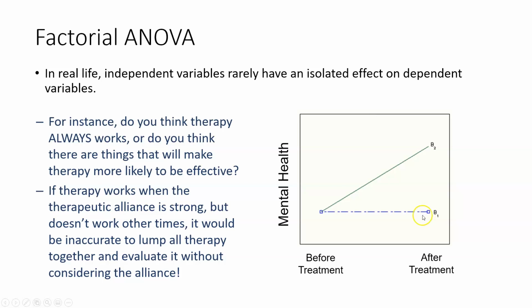So in a situation like this, you're using a factorial ANOVA to get at the truth of the matter by looking at more than one independent variable at the same time. You might be looking, like in this case, before versus after as one independent variable, and therapeutic alliance, weak versus strong, is another independent variable. So you'll look at both at the same time.